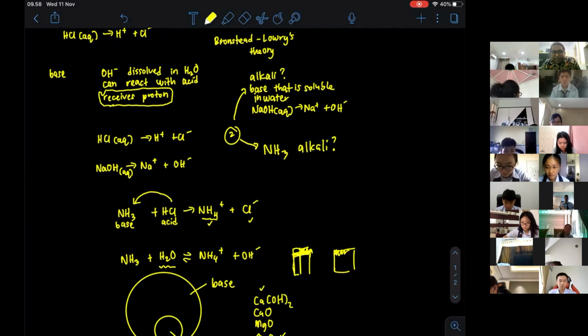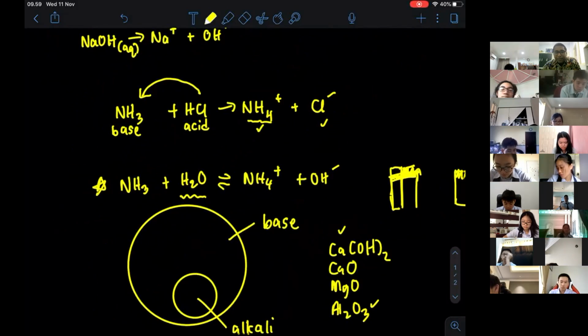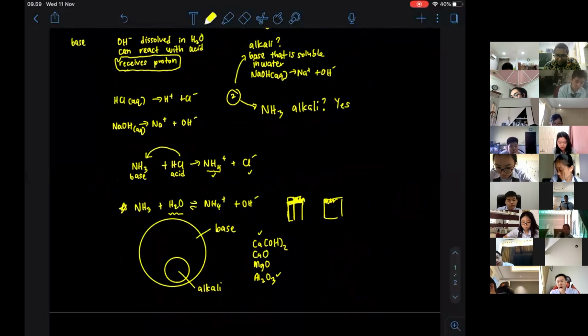Yes. The answer is yes. Ammonia is alkali. I think I gave that away just now. Ammonia can react with water to give you ammonium ion and OH minus. Even though normally we say it's alkali, the general way to look at alkali is anything that has OH. For example, NaOH is an alkali. Ammonium hydroxide is also alkali. KOH is also alkali. So it's actually quite easy to differentiate.